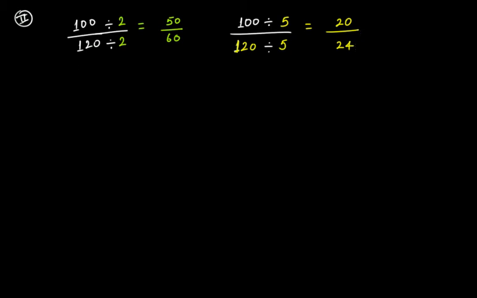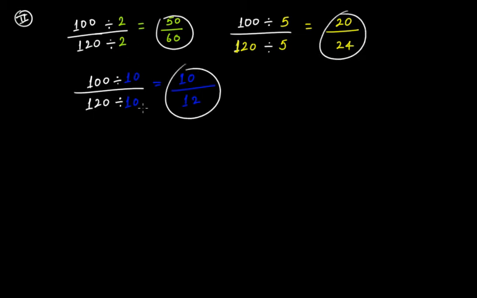Okay. If I divide this 100 by 120, this time I wrote it correctly. So 100 by 120, if I divide this 100 and 120 by, let's say, 10, this will be 10 by 12. So 50 by 60, 20 by 24, 10 by 12. I have divided the numerator and denominator of this fraction by the same number, and I am getting the equivalent fraction.